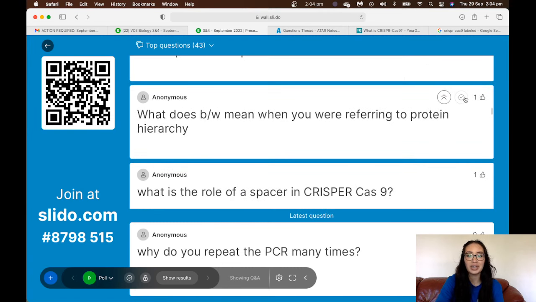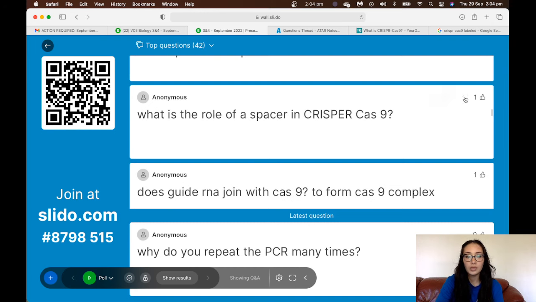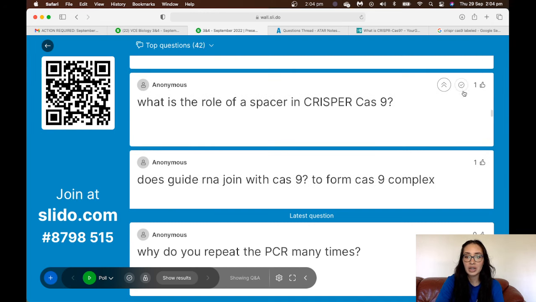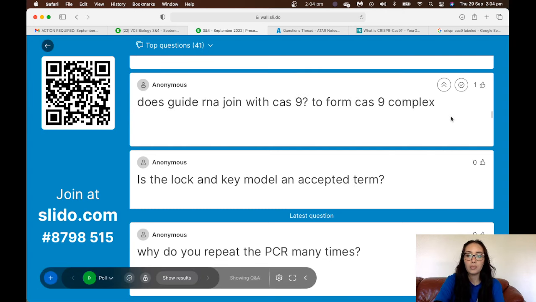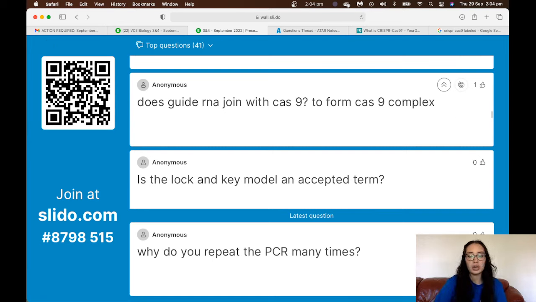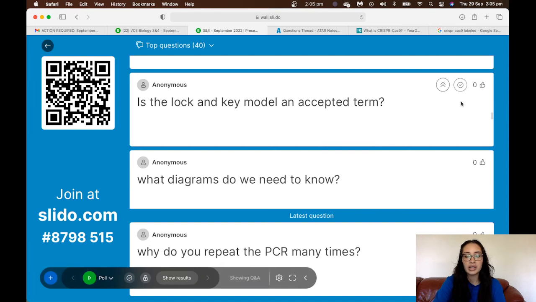BW means between. Spacer is actually the guide, or it's like keeping it as storage and then using it as a guide later on. The Cas9, yep, so it joins together. So they work together. Cas9 is the endonuclease, and the guide RNA is the detection one. Yes, lock and key is an accepted term, but you want to move toward the induced fit model. It's a better term.